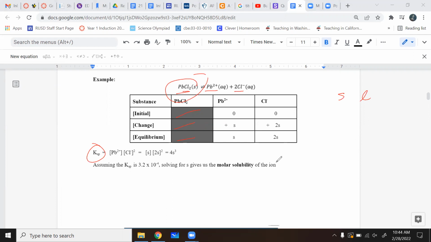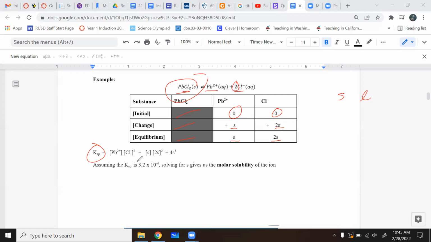Now, if you dump solid lead 2 chloride into water, initially, at the moment of addition, you're not going to have any dissolved ions, hence our initial concentration of 0 for our Pb2+ and our Cl1-. Then, as that substance dissolves, we are going to get an addition of concentration S and 2S for our lead and our chlorine respectively. And again, this is 2S because of this little 2 right up here in our equilibrium equation. Then at equilibrium, our concentrations are going to be expressed as S and 2S because we started out as 0.